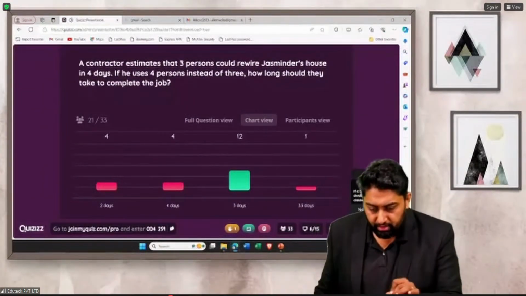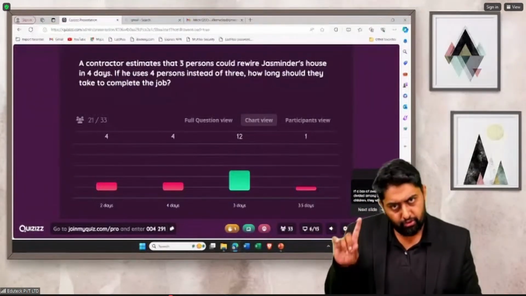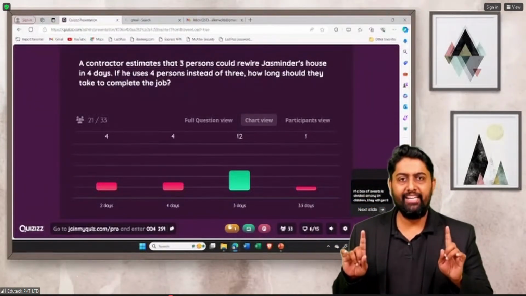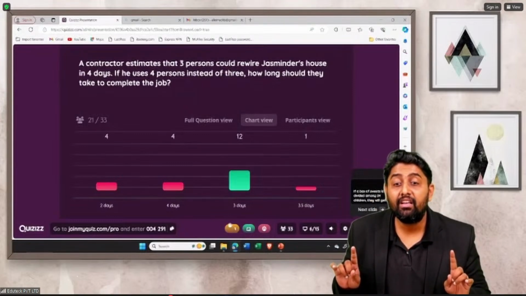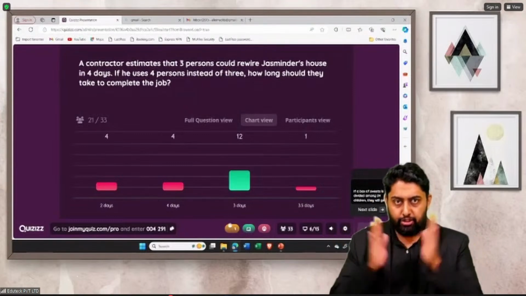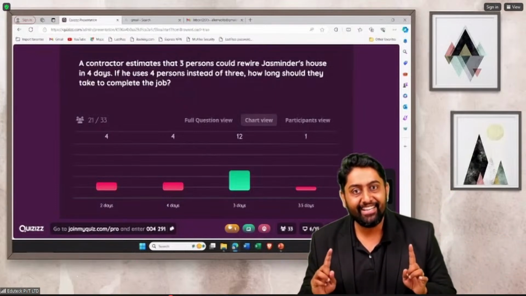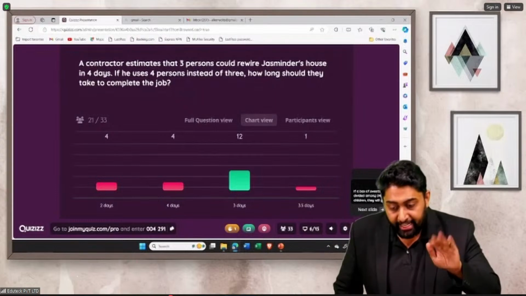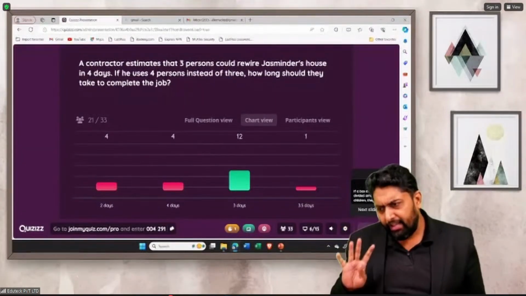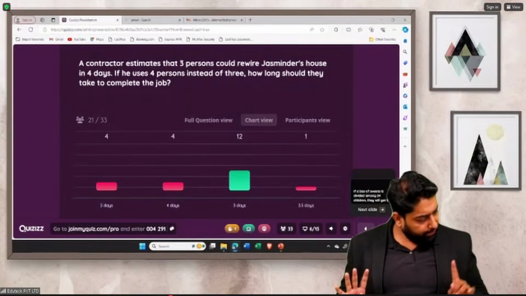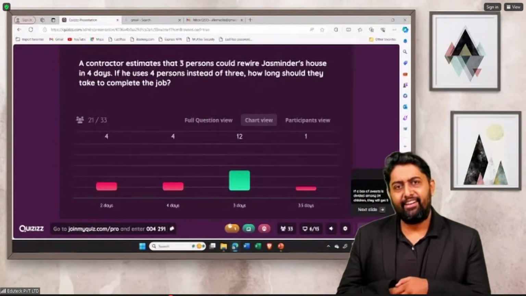There were 3 people and they completed the job in 4 days. So number of people and the job done in days: 3 into 4, the answer is 12. That's your first value. That means the next part should also give you the product as 12. In the next part, if 4 people are there instead of 3, 4 into which value will give you 12? 3. That's it. How difficult was that?